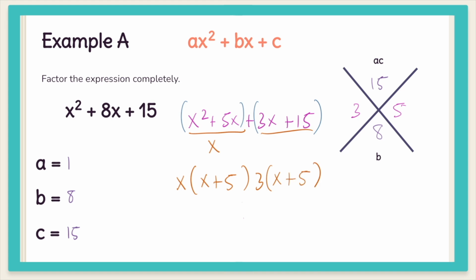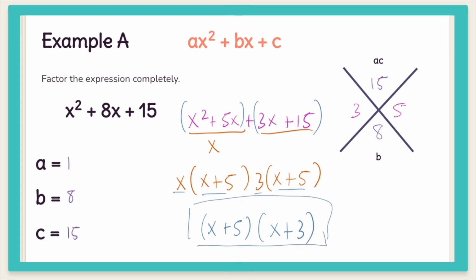All right, so now do I have common factors that I can take out? I can take out an x plus 5 because they are the same on both sides. So I've got x plus 5 as one of my common factors. And then the only thing that's left is an x and a positive 3. So my other factor is x plus 3. And there we go. I've got my binomials completely. X plus 5, x plus 3.